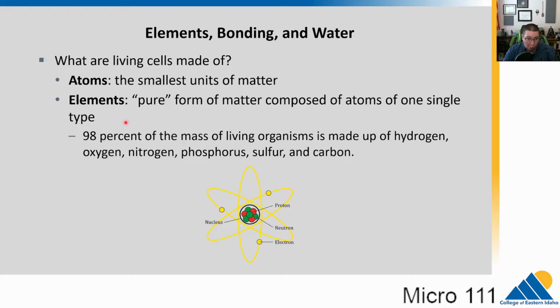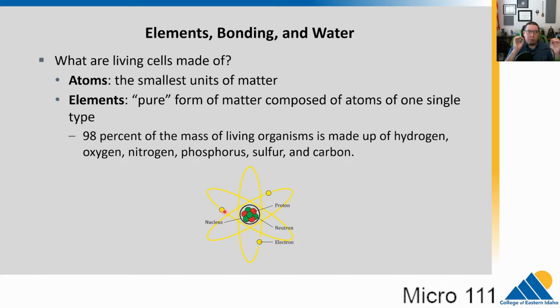So at its core, living cells are made up of atoms, right? Which are our smallest units of matter. Really, there are subatomic particles, right? We have protons and neutrons in the nucleus, and then electrons buzzing around them. We're not going to get into too much about these. We will talk a little bit about electrons.